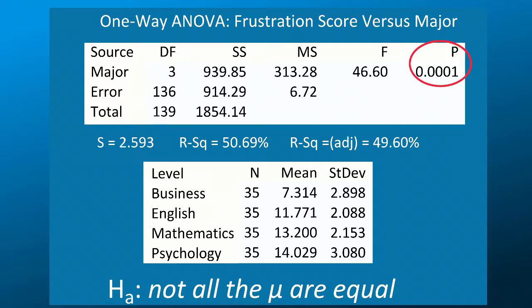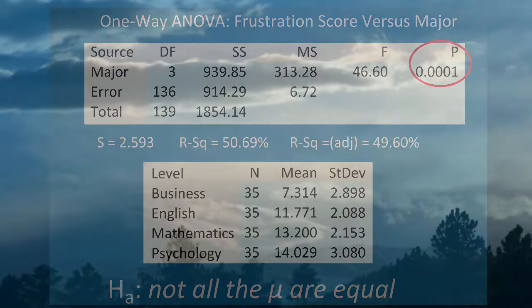This p-value is practically 0, telling us that it would be next to impossible to get data like those observed had the mean frustration level of the 4 majors been the same as the null hypothesis claims. The p-value of 0.0001 suggests that we will incorrectly reject the null hypothesis 1 in 10,000 times, and we will be correct in accepting the alternate hypothesis 9,999 times out of 10,000 times.